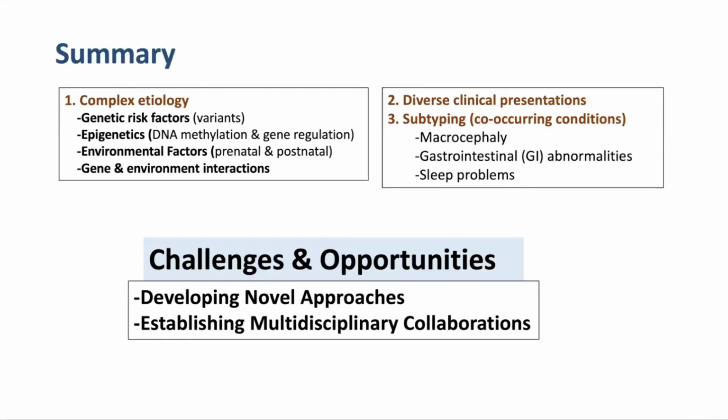To summarize the first part of my talk, I would like to highlight 3 points. Number one, ASD has a complex etiology that includes both genetic and environmental risk factors. And because of very diverse clinical presentations, subtyping may be needed to improve study results. Obviously, these are real challenges in studying autism, but they also provide opportunities to create novel approaches and establish multidisciplinary collaborations.